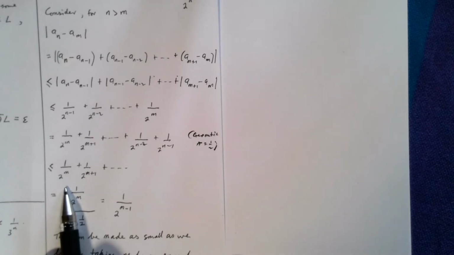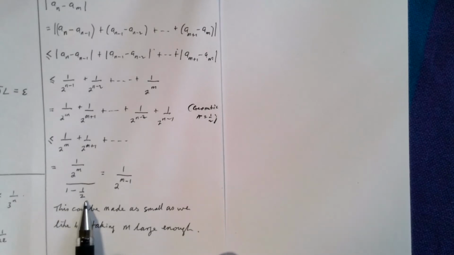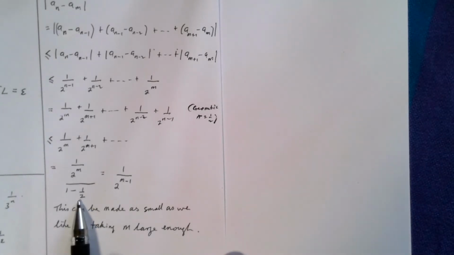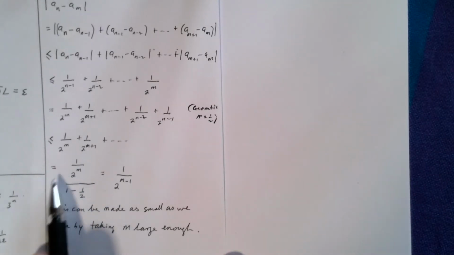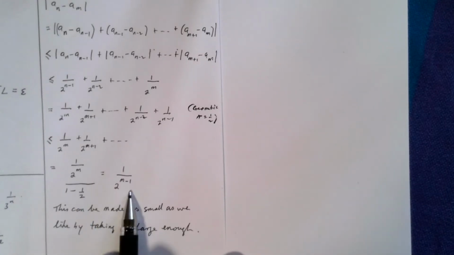I can sum that, it's a over 1 minus r, so a here is 1 on 2 to the m. 1 minus a half is a half, so 1 over 2 to the m over a half. I'm just going to double top and bottom, and I get 1 over 2 to the m minus 1 when you simplify that.